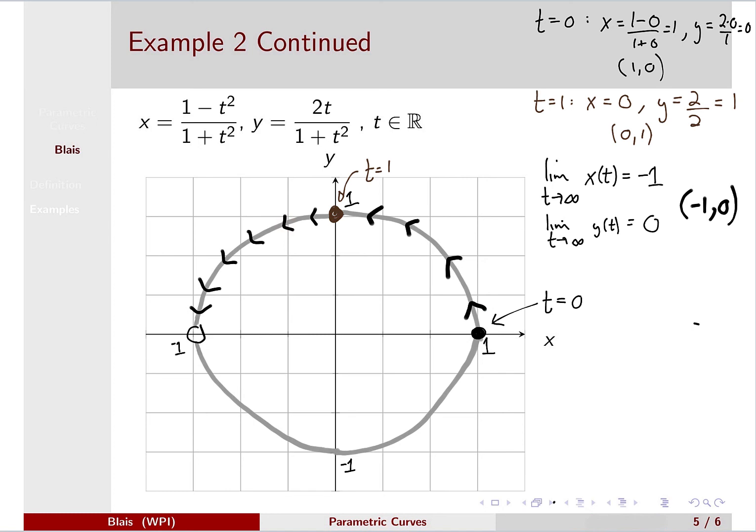So we see we parametrized the top half of the unit circle, but we've only gotten half the story, because recall, our parameter has domain the entire real line. So we need to think in terms of going the other direction, if t goes negative. So what if t is equal to -1?